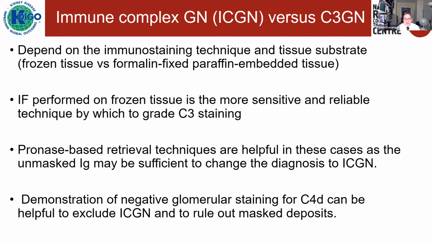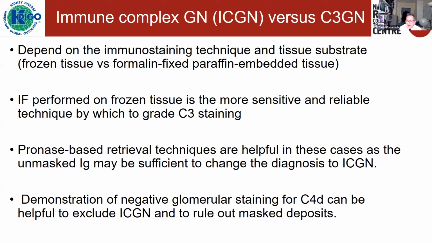I've said there's an overlap between C3G and immune complex MPGN, and there's an additional complication in that it depends how you look for this on your renal biopsy, whether you use immunofluorescence or immunoperoxidase. And clearly, from what's been written in the literature, immunofluorescence is by far the most sensitive and reliable technique to look at this.